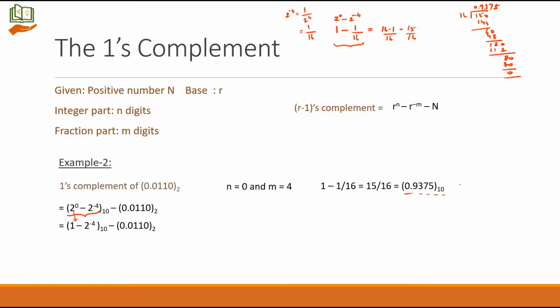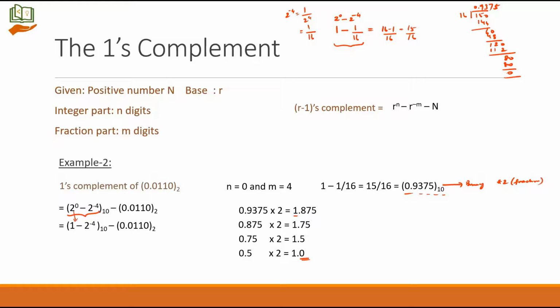Now we have to convert this decimal to binary. What should we do? We have to multiply the fractional part by 2 till the fraction becomes 0. Let's start multiplying. 0.9375 into 2 will give 1.875. Keep the integer as it is and then use the fraction for further multiplication. 0.875 into 2 will give you 1.75. Keep the integer part, take the fractional part for multiplication. 0.75 into 2 is equal to 1.5. 0.5 into 2 will give 1.0. Now you have 0 in the fractional part, which means you have to stop here.